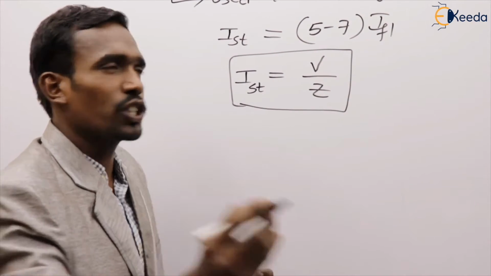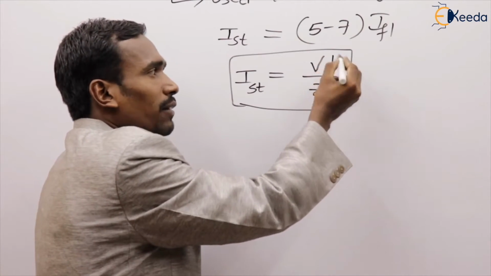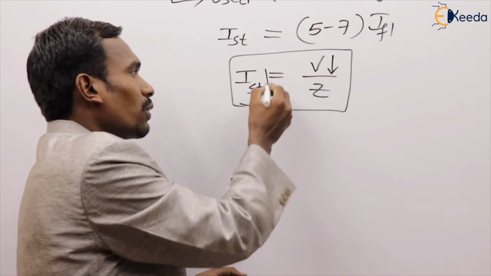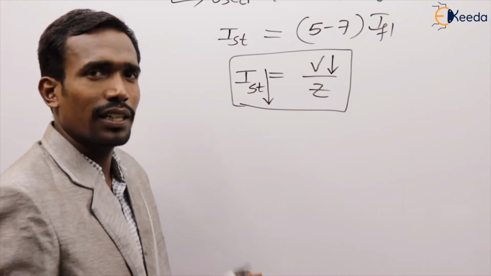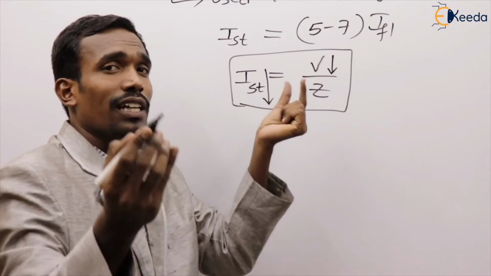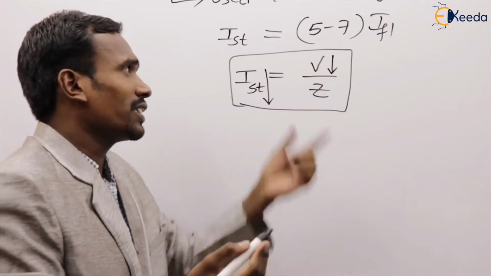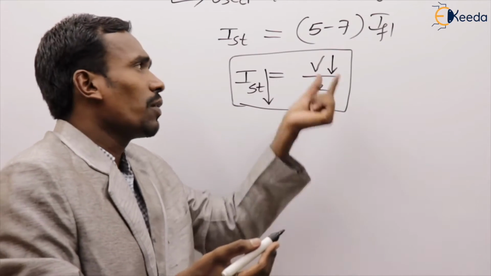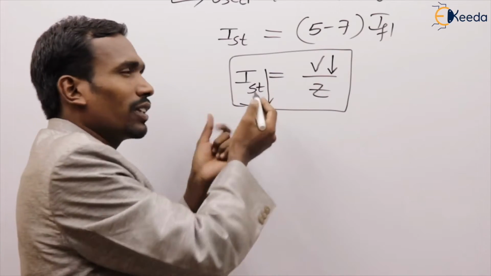In an induction machine, by controlling the supply voltage, we can control the starting current.